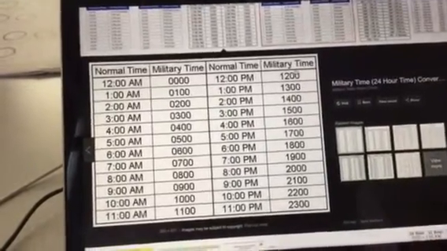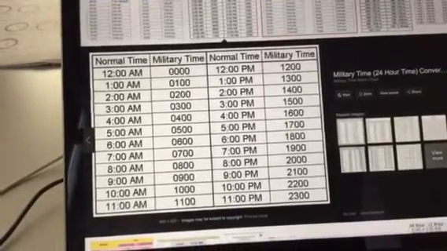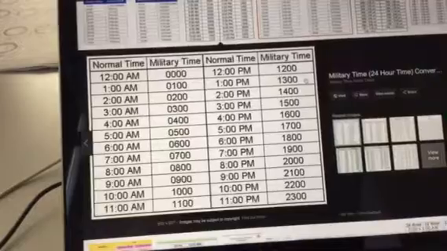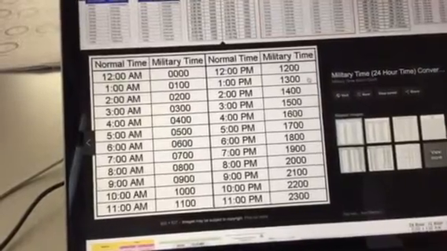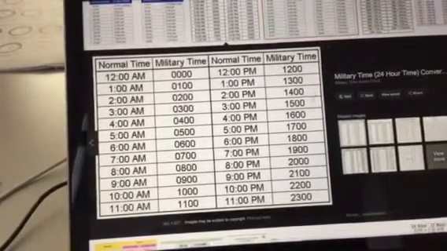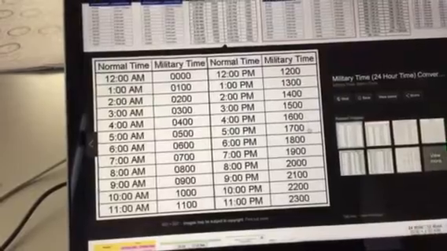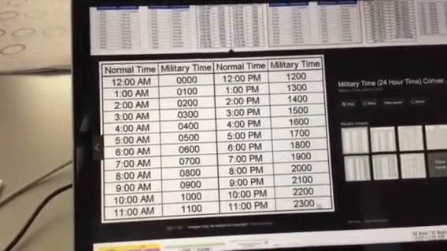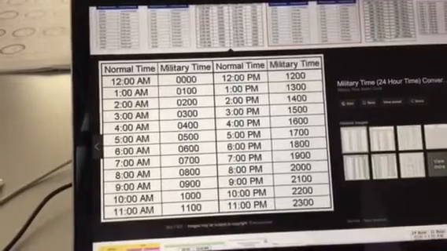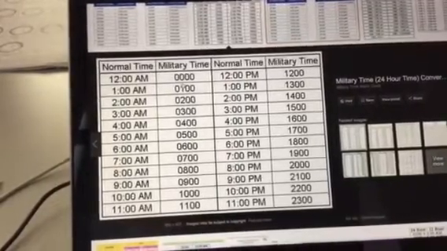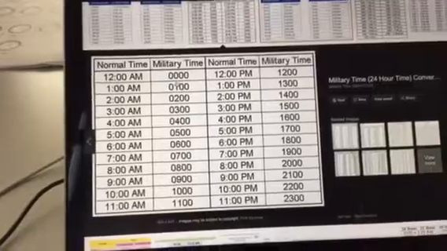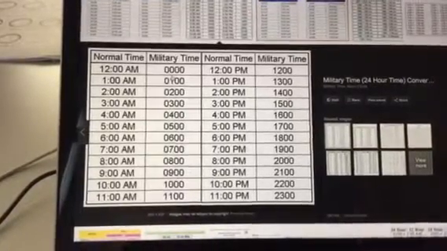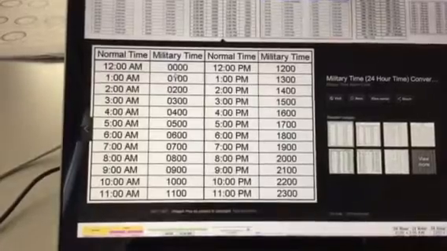Once we tick over that, we don't go back to 1. We drop the PM and we go to 13. 13 o'clock, 14 o'clock, 15 o'clock, 16 o'clock, 17 o'clock, all the way through to 24. And then it goes back to 1. So each hour of the day is allocated an hour, 1 through to 24.